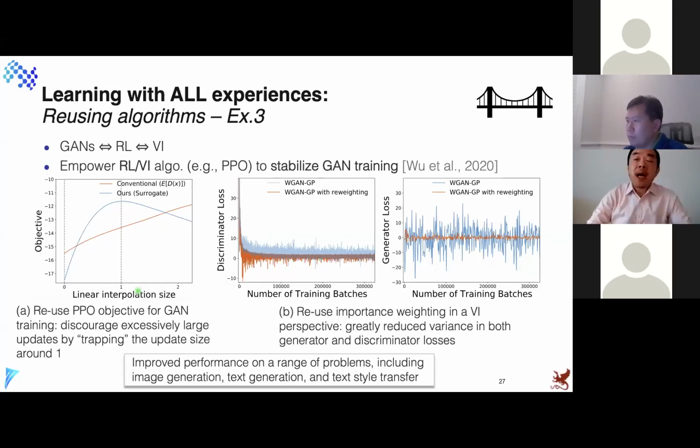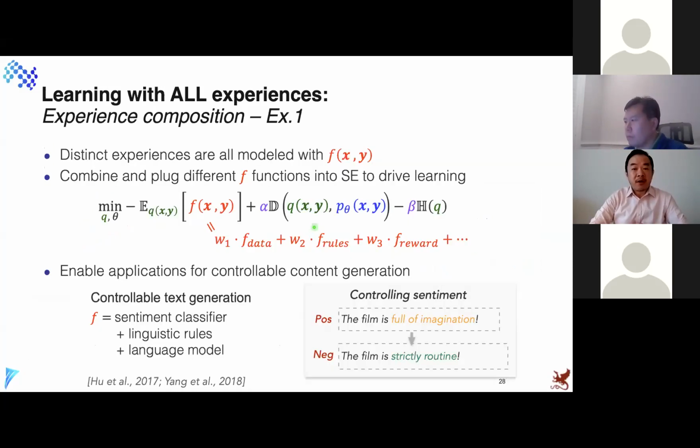So another benefit, outside of learning with all experiences, is the potential of developing more general algorithms, as a turnkey solution simultaneously to multiple problems. In fact, here I have a few more examples known as experience integrations. What if you have multiple experiences coming together?